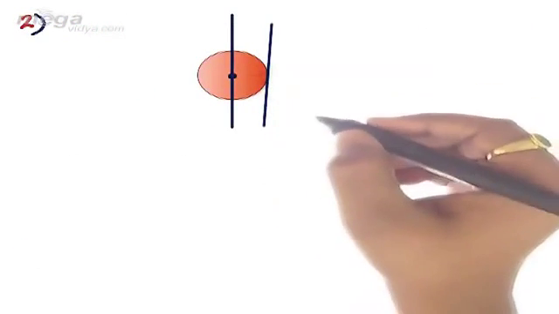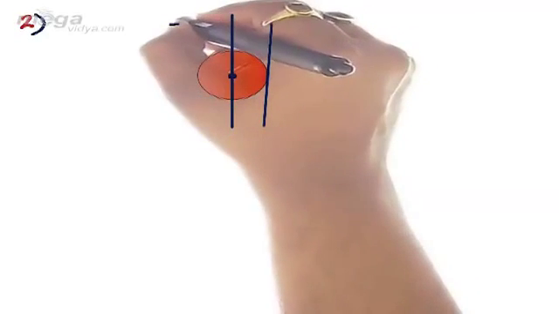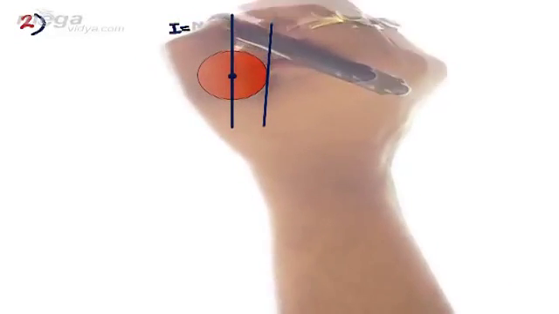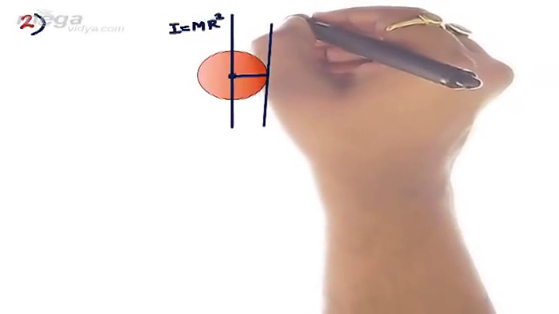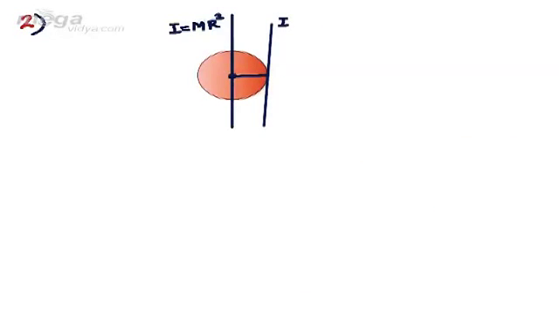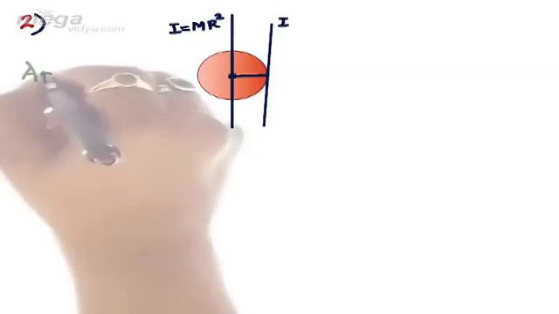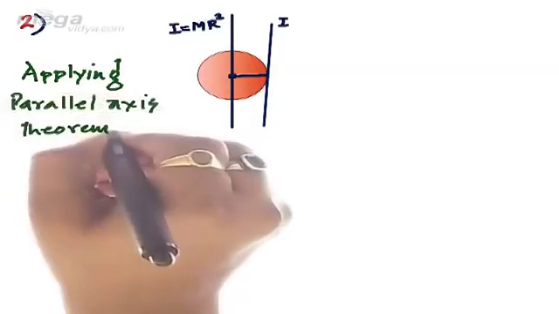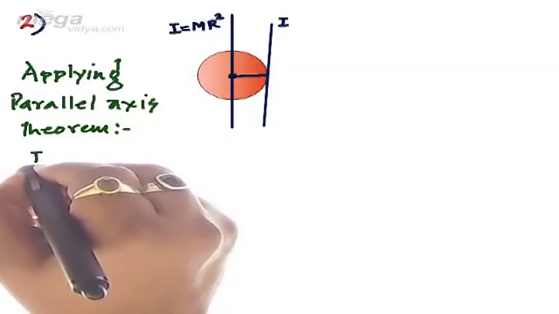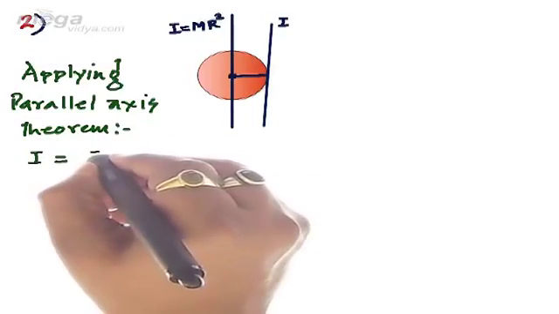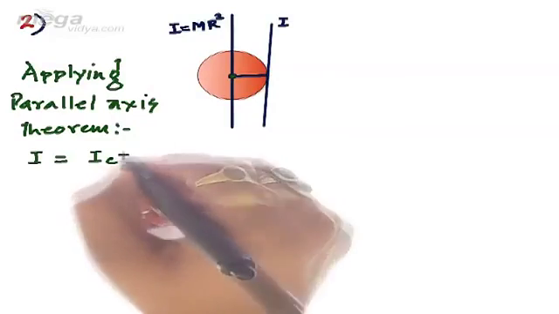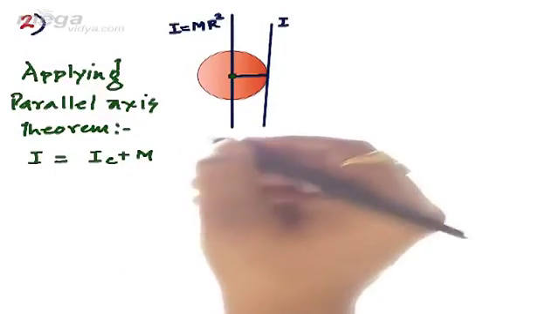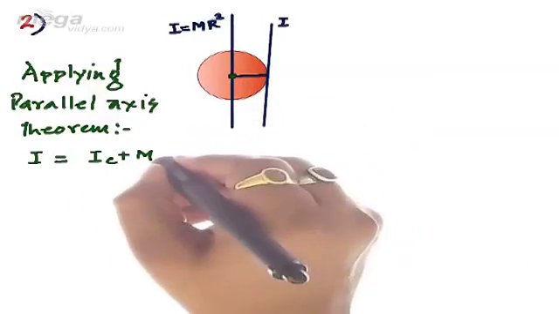We can take another example. Let us consider this ring, and the moment of inertia of the ring about the centroidal axis is given to be mr square, where r is the radius of the ring. We are required to find the moment of inertia about the axis passing through the tangent and parallel to the centroidal axis. Applying the parallel axis theorem, the moment of inertia about the given axis will be equal to the moment of inertia about the centroidal axis, this is the centroidal axis, plus the mass of the ring times the square of the distance between the axes, which is again the radius, that is r square.